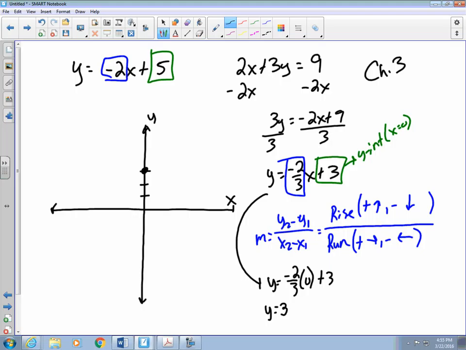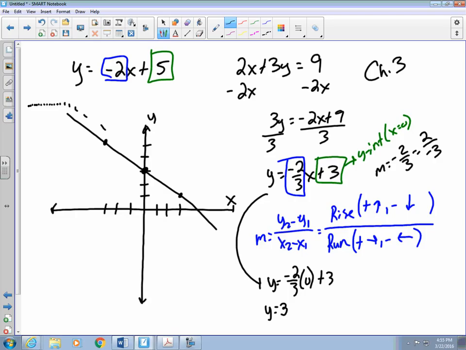Well, the negative 2/3, since it's a negative slope, just write this over here, you can put the negative with the top or the bottom, just as long as you don't have two negatives, because then that would turn it positive. So you can go down 2, right 3, or you can go up 2, left 3. And the way that I wanted to mention to you guys, negative slope is downhill. So as I walk from left to right, I'll be going down the hill if it's negative slope. All right, so that's that one.